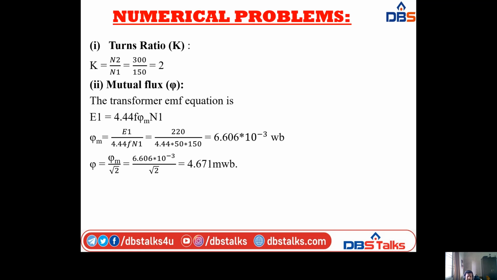So now they find out mutual flux. Mutual flux or self flux or sinusoidal flux. So maximum flux is equal to root 2 times of the sinusoidal flux or mutual flux. Therefore, phi is equal to phi m by root 2. 6.606 by root 2 into 10 power minus 3, that is equal to 4.671 milliweber.